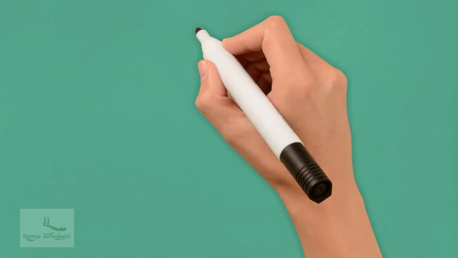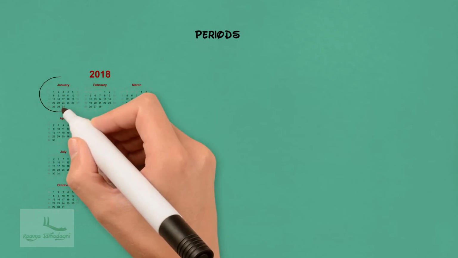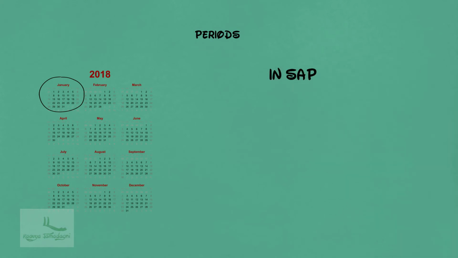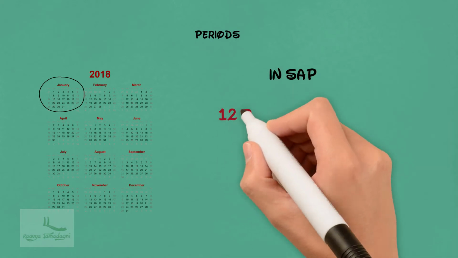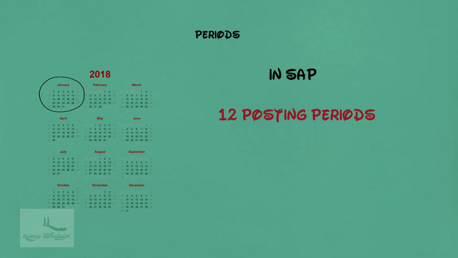Another concept we have is periods in SAP. In any financial year, as per the calendar, we have 12 months. If you consider each month as one period, we can say that we have 12 periods. But in SAP, we have 16 periods. There are 12 posting periods plus 4 special periods.